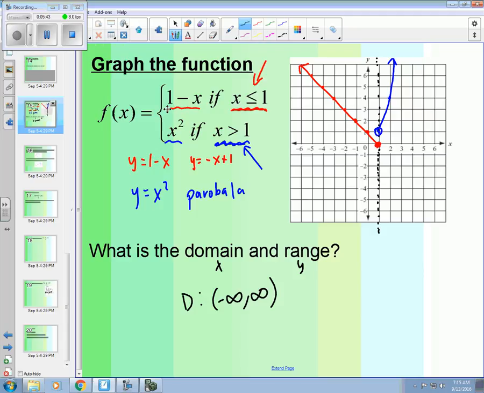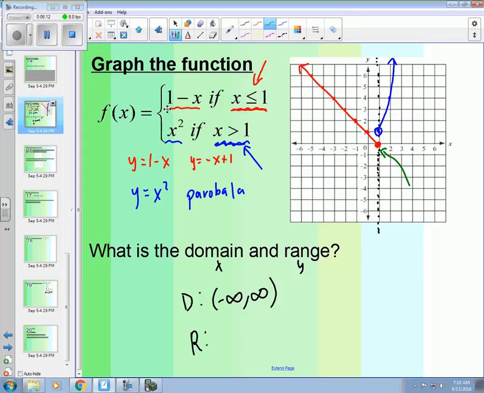The range is our y values. What y values do we got? Well, you can see from the graph here, this graph never goes below the x-axis. The lowest point is located right there. Okay, so we know it never drops below that. But it looks like every value above that we can have, because both sides of this graph keep increasing.